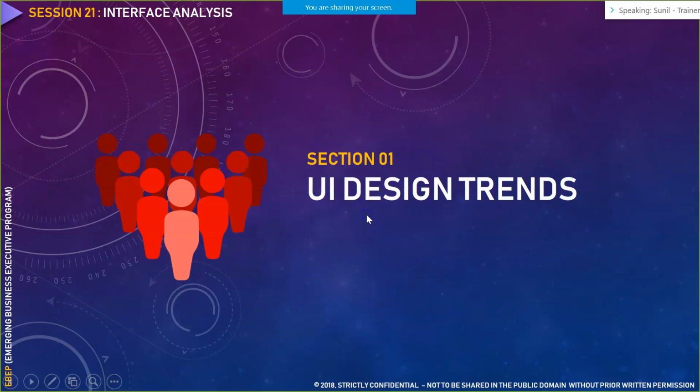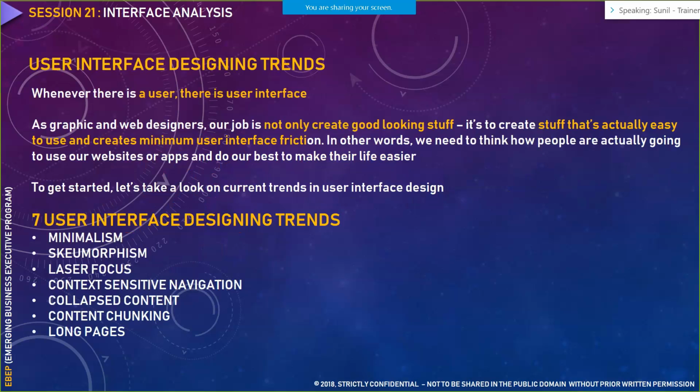Now, this is something that we do in the context of the system, wherein we are just concerned about the UI, not the call between one system to another, either through a software system or through a hardware system. Now, when we consider the UI of a particular system, or the basic user interaction, basic user interface design, there are certain design trends that are in place. So the very first design trend is minimalism, then comes skeuomorphism, then there is laser focus, then there is context sensitive navigation, collapsed content, content chunking, and long pages. We'll see an example of each one of it.